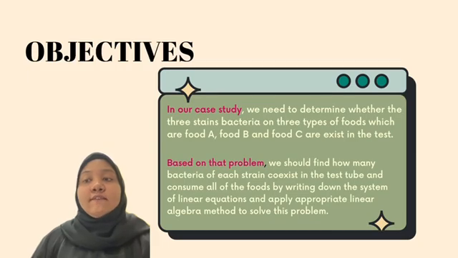Our objective in this case study is to determine whether three strains of bacteria and three types of food, food A, food B, and food C, exist in the test tube. Based on that, we should find how many bacteria of each strain coexist in the test tube and consume all the food, by writing down the system of linear equations and applying an appropriate linear algebra method to solve this problem.